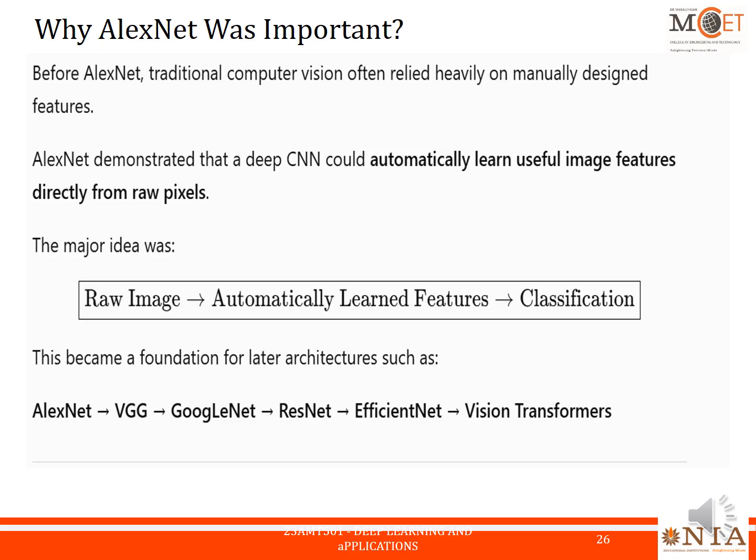Why was AlexNet important? Before AlexNet, traditional computer vision often relied heavily on manually designed features. AlexNet demonstrated that a deep CNN could automatically learn useful image features directly from raw pixels. The major idea was that the raw image is converted to automatically learned features and then goes to classification. This became a foundation for later architectures such as VGG, GoogleNet, ResNet, EfficientNet, and Vision Transformers.